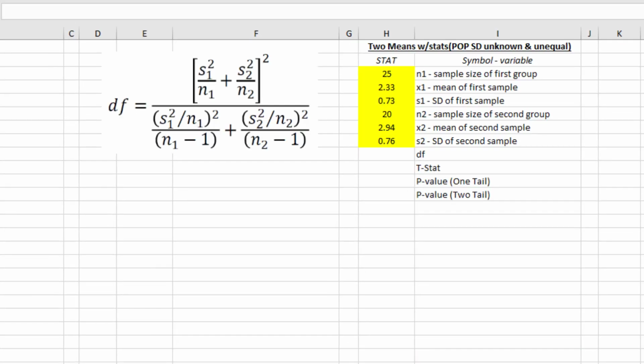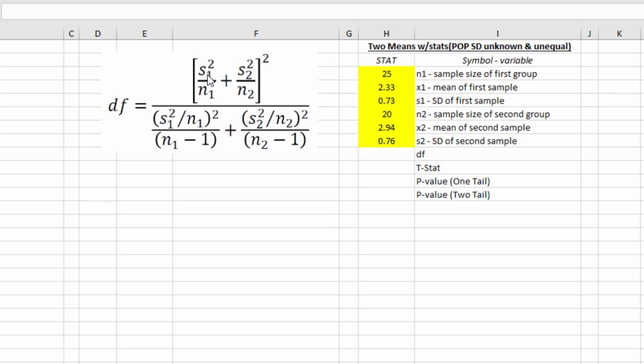The first thing we have to do is calculate the degrees of freedom, which is a terrible formula. There are other simpler ones that give you rough approximations, but if you want to get the true degrees of freedom, and usually you have to have the precise one to get the correct answers, you have to use this monster. Now, just the syntax alone can be confusing.